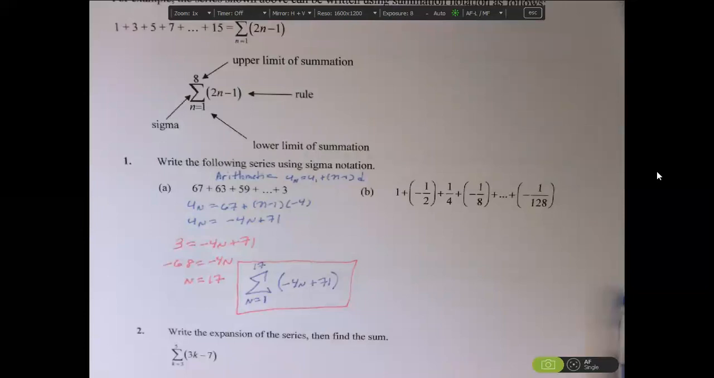All right, so let's go to B. Now, taking a look at B, this does not look arithmetic to me. This looks like it's going to be geometric. So if it's geometric, we should be able to find the common ratio. I'm going to have you try to figure that out while I write the word geometric up here.